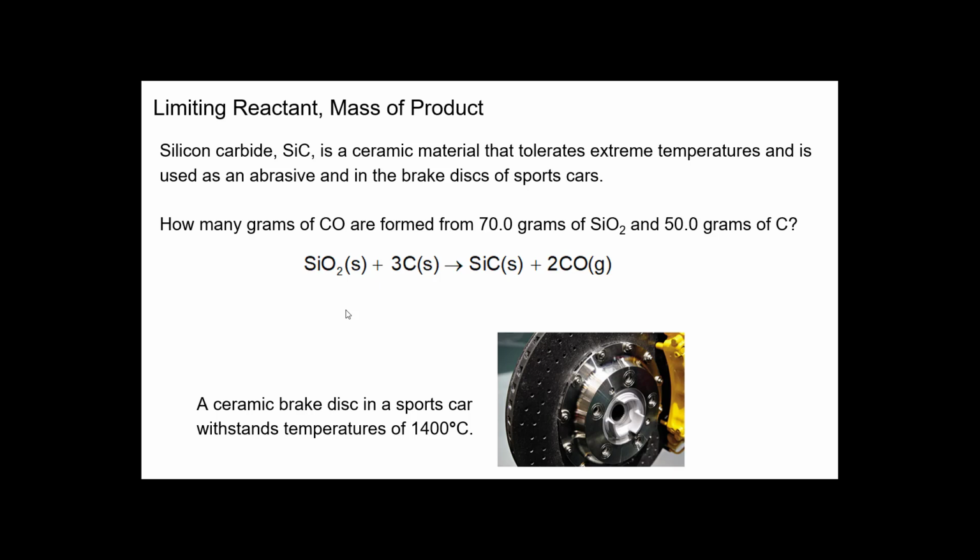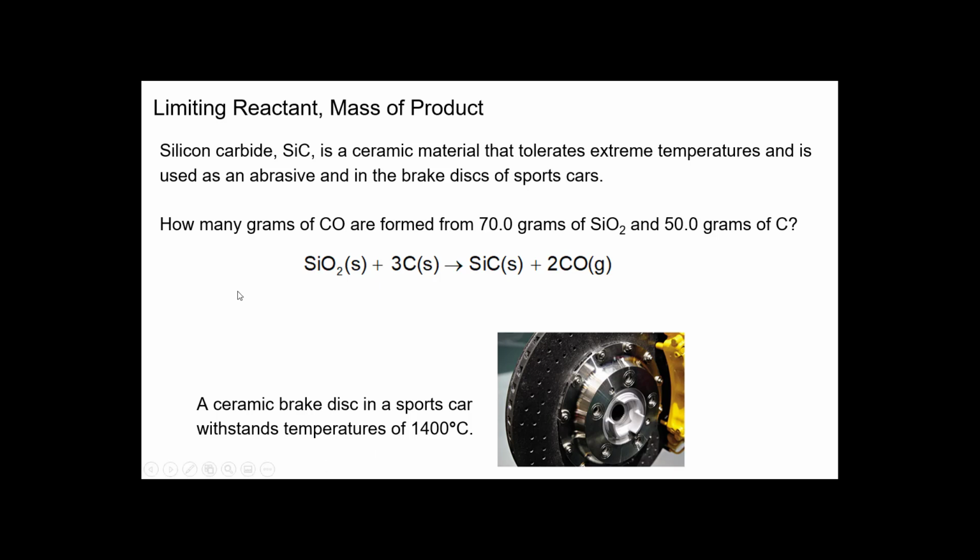So here is silicon carbide. Carbide is a ceramic material that tolerates extreme temperatures and is used as an abrasive and in brake discs of sports cars. How many grams of CO are formed when 70 grams of silicon dioxide and 50 grams of carbon react?